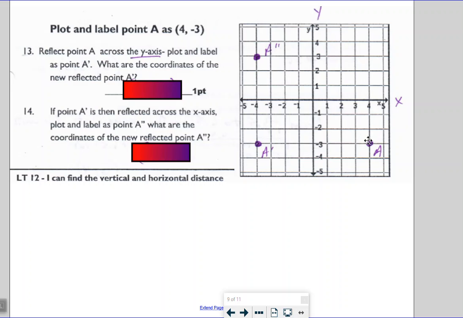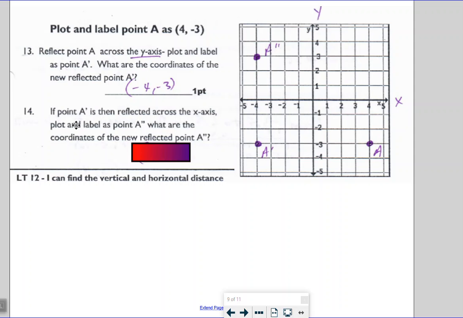Well, if we're going across the y-axis, you want to go across it, which obviously means we're going to go to the y-axis and then further. And it was 4 units to the left of the y-axis because where we started was 4 units to the right of the y-axis. So A prime is down here. Its coordinates would be negative 4, negative 3. That's where that came from.